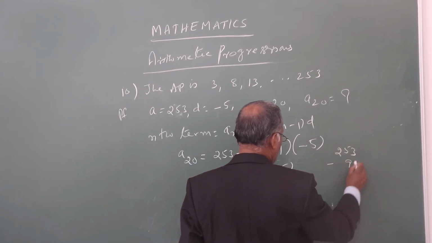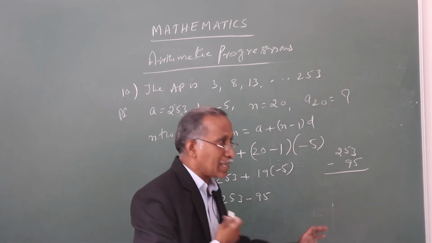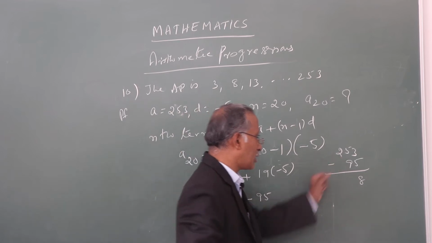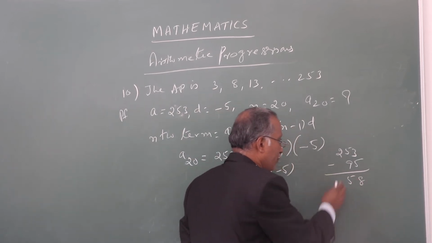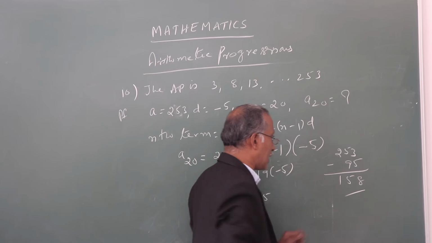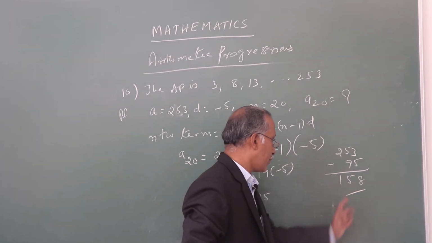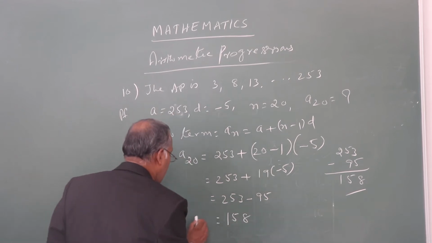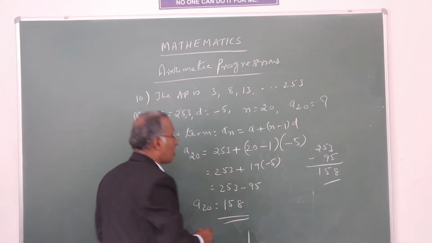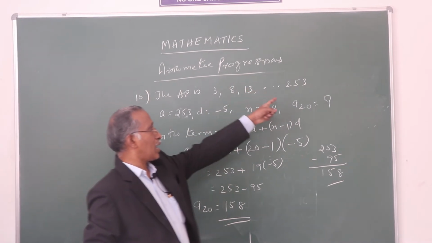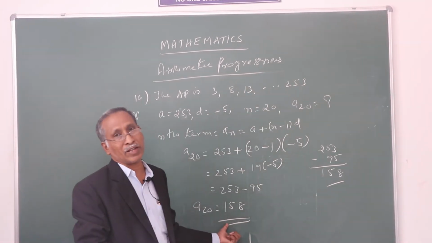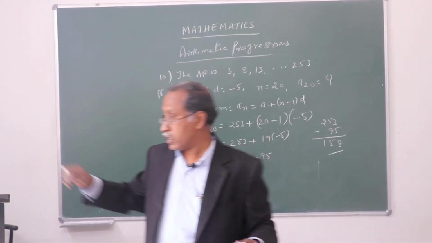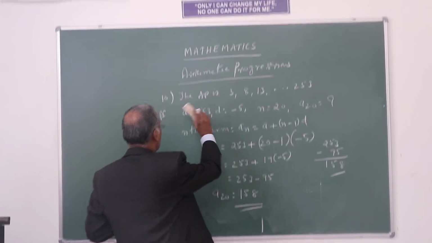Let us do the subtraction slowly. 253 minus 95. 13 minus 5 is equal to 8. 14 minus 9 is equal to 5. Then 1 you can get now. This is equal to 158. Therefore, the 20th term of this AP from the last term 253 is 158. This is the way we have to do things. Next, let us go for the next sum.